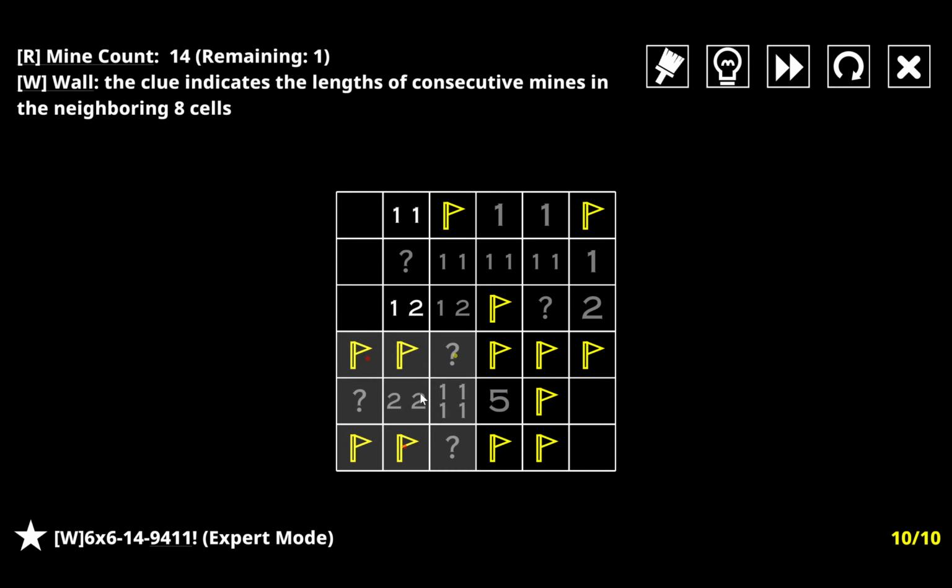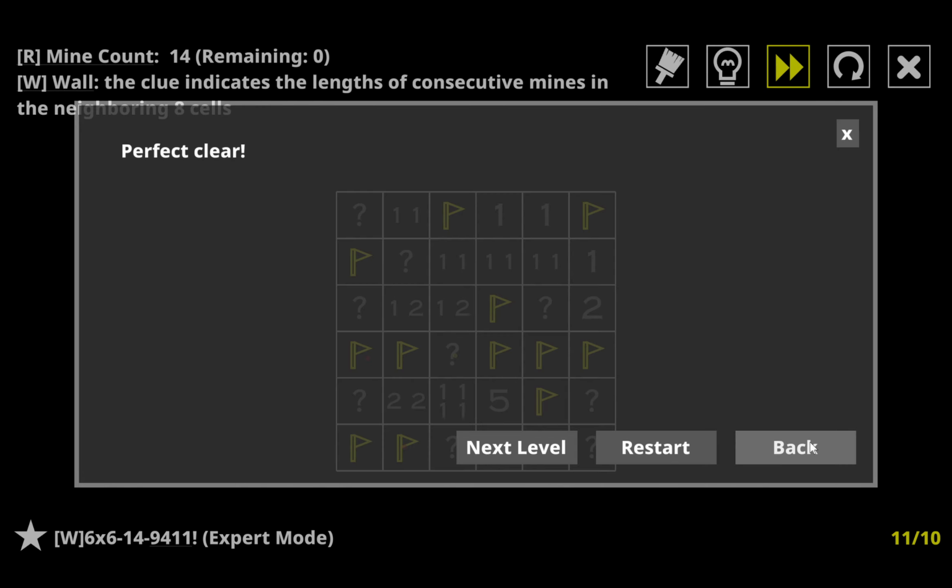This 5 is also finished, so this is 1-2, or 2-2, that 1-2 as well, and we have now reached a point where we have 0 mines left. So we can just click that and finish up.